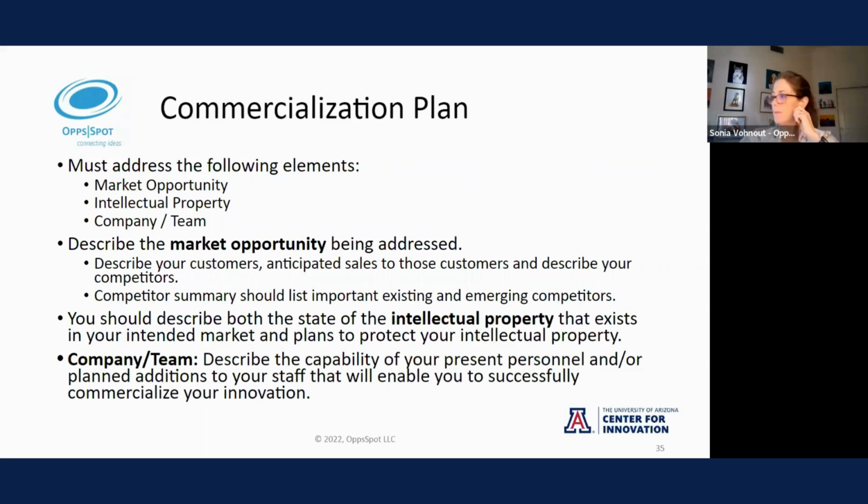Any questions? Not yet. What page are we on? 35.